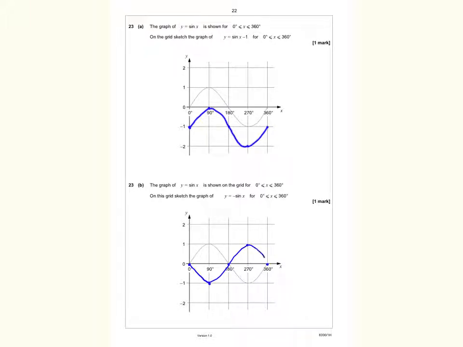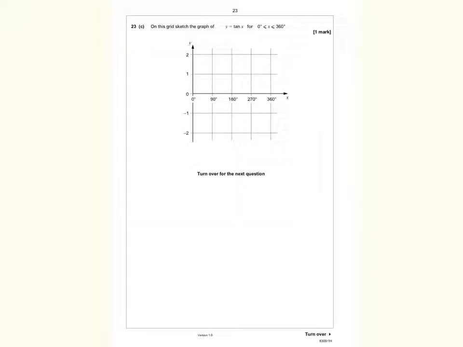And that's worth 1 mark to us. Okay, question 23c. On this grid, sketch the graph of y equals tan x. This is a graph that you should know what it looks like, and just go ahead and draw it.